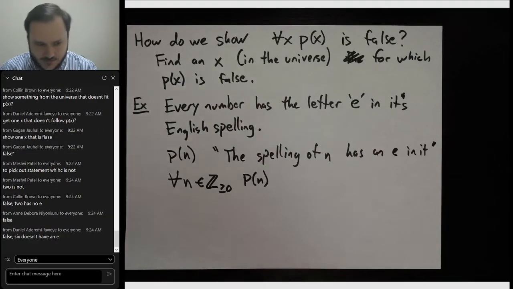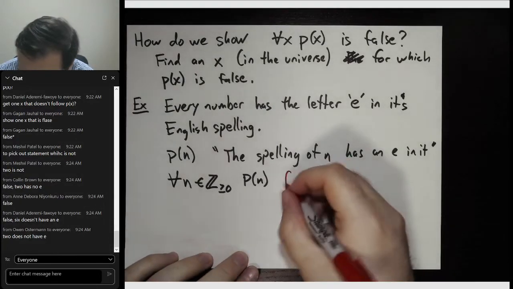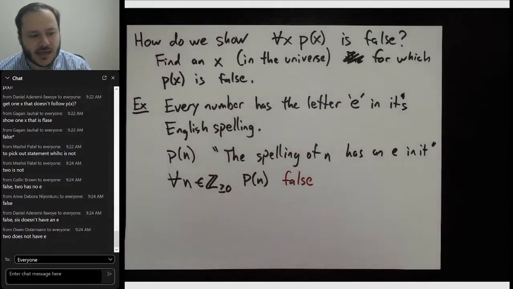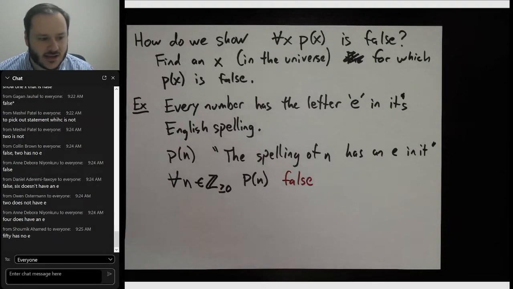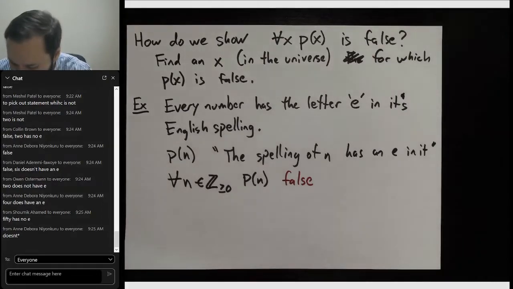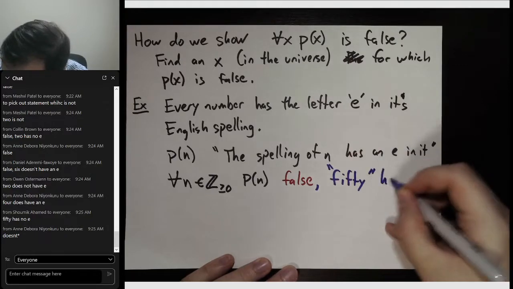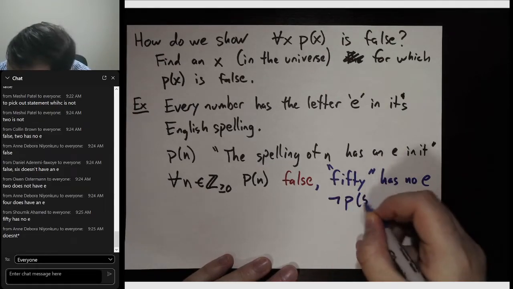Good. It's false. And to show it's false, we just need to pick an example. The example that we pick doesn't have to be the same. There are two great examples in chat: 2 has no E, 6 has no E. Now there's a third, 4 also has no E. We can pick whichever one we want, one of which is 50. Let's go with 50. I like that one. False. 50 has no E. Or in other words, not P of 50.